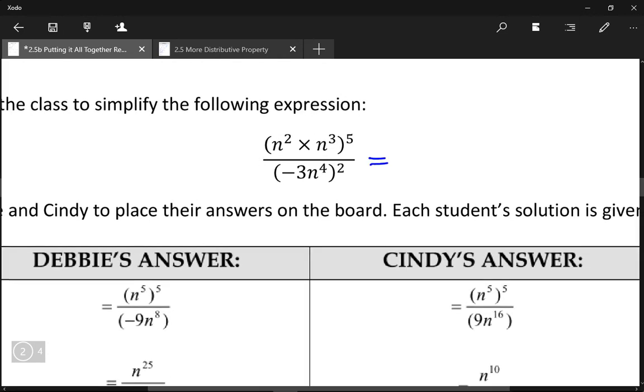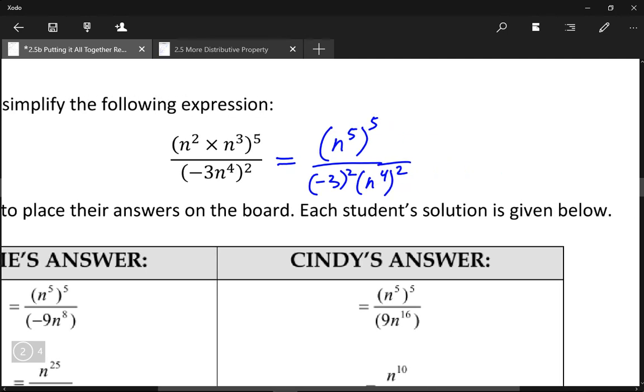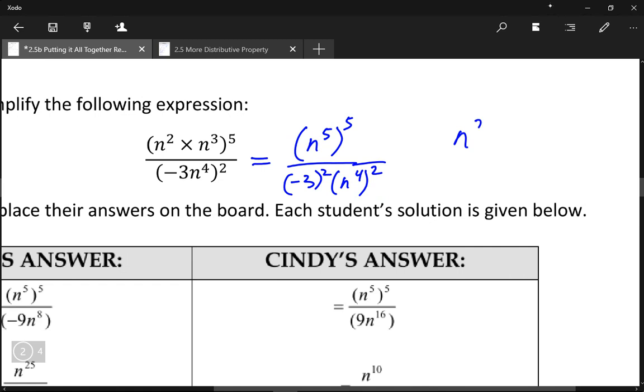Okay, then you can see n squared times n cubed is n to the power of 5 raised to the power of 5 outside. And on the bottom I have negative 3 squared times n to the exponent 4. That's also being squared. Okay, and when I simplify this, I get n to the exponent 25 over 9 times n to the exponent 8.